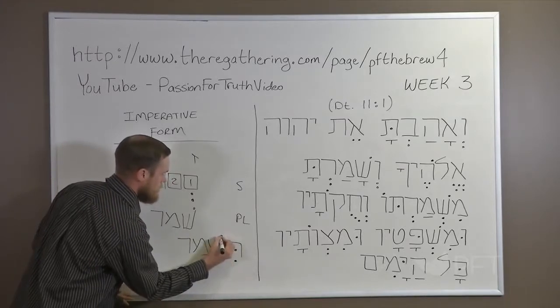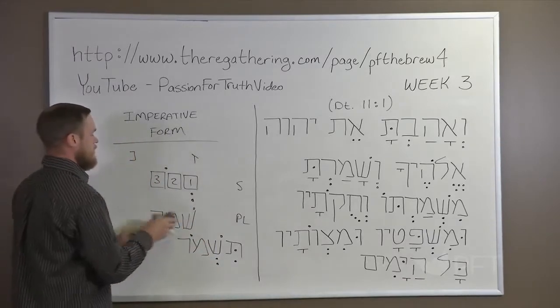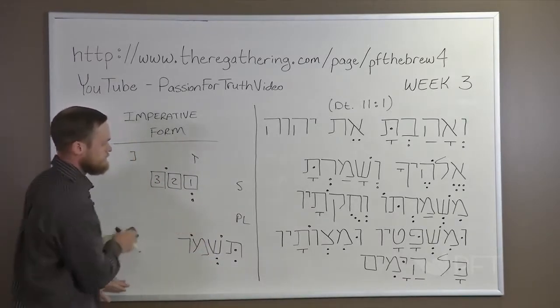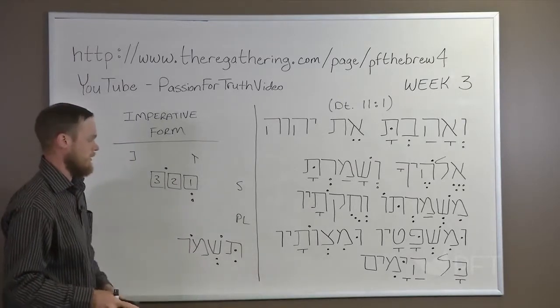Tav prefix, and then the vowels from our paradigm. So that would be tishmor, and that means you will keep, or you will guard.